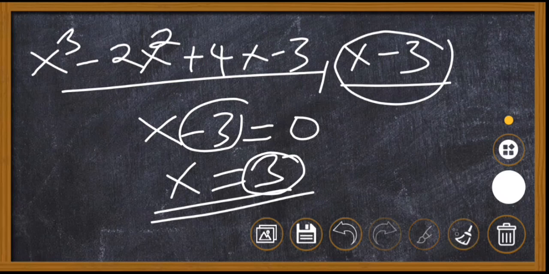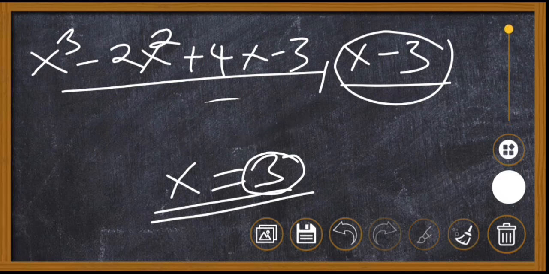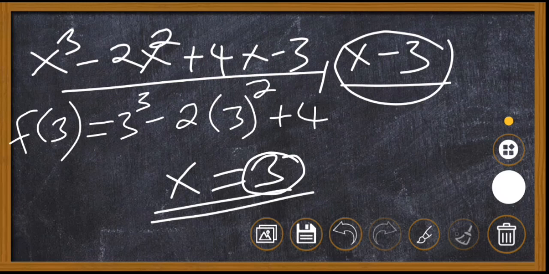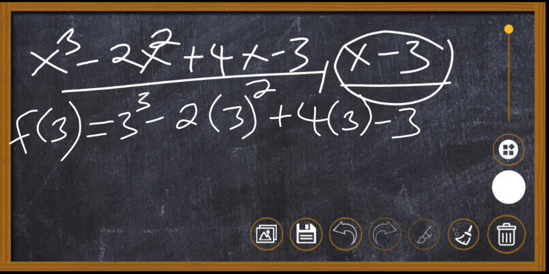So let's do that. Remember, this is our function, so we can also simply represent it like that. Where there is x, we replace it with 3. So 3 power 3, minus 2 times 3 squared, plus 4 times 3, then minus 3 there. So let's simplify this now. I'm sure we can easily do that.